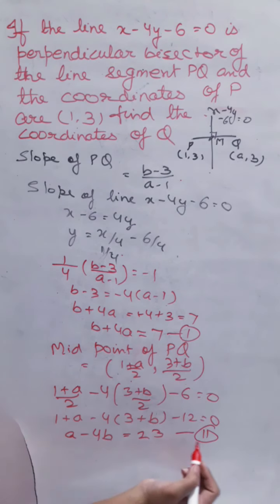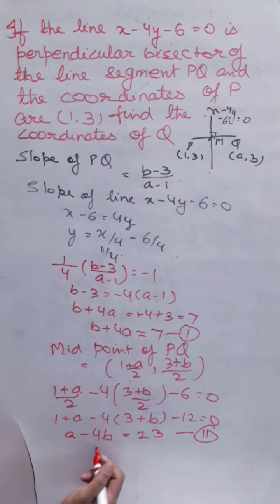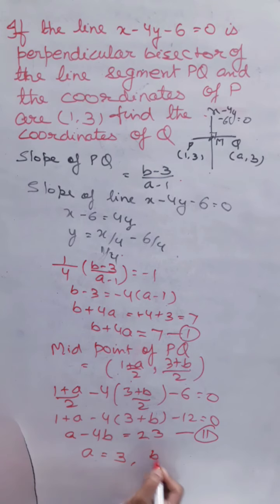Now from equation 2 and equation 1, if you use the elimination or substitution method, you can solve for a and b. So a will be 3 and b will be -5. So our required answer is (3, -5).